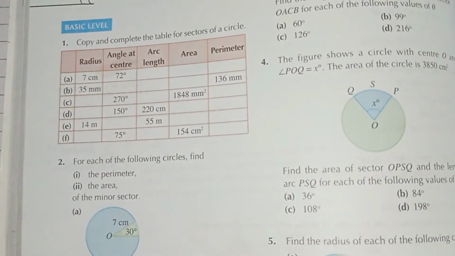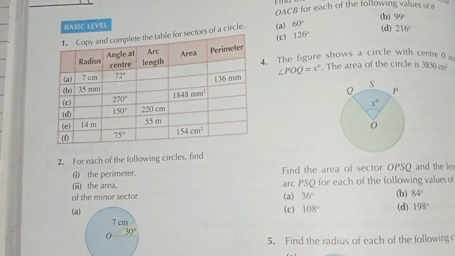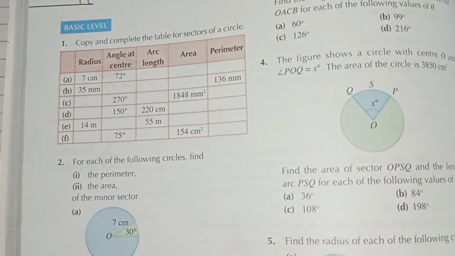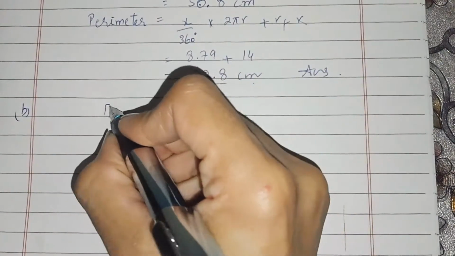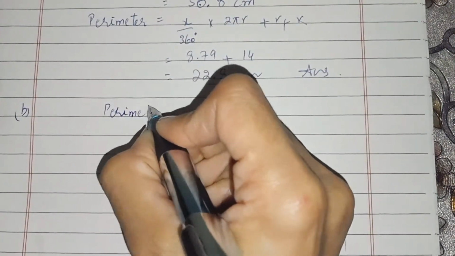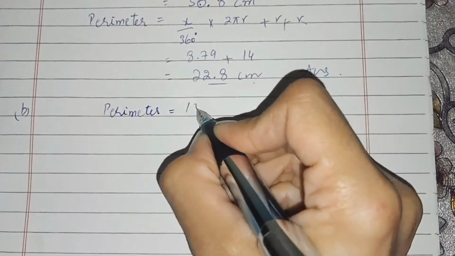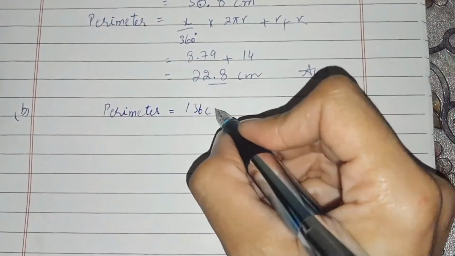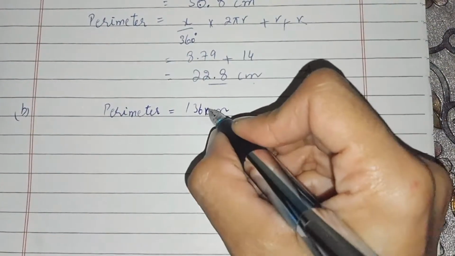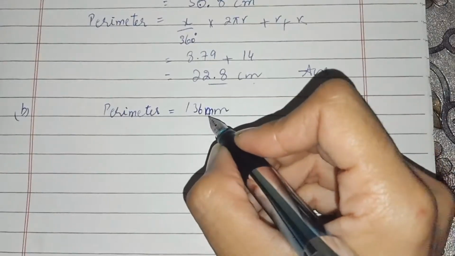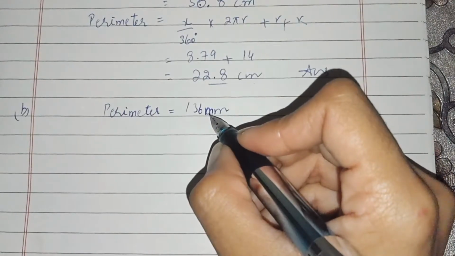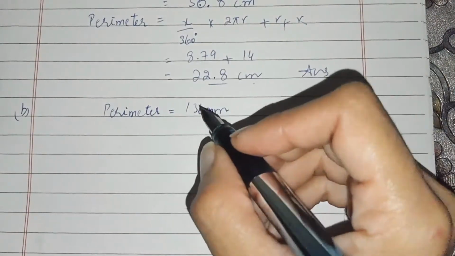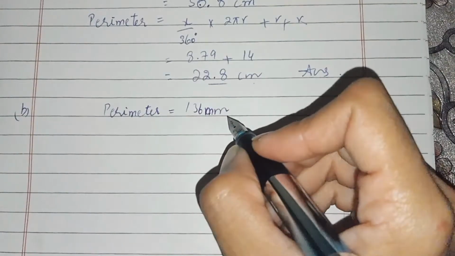Now students, in part B, we have to find the angle at center, arc length and area. In B, perimeter is given to us which is equal to 136 millimeter. First we have to find the arc length.